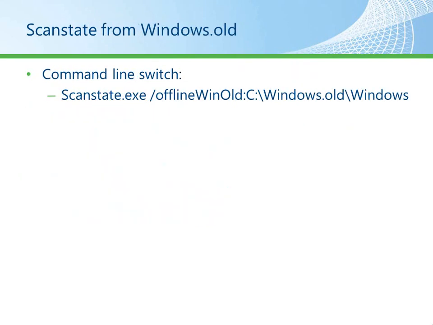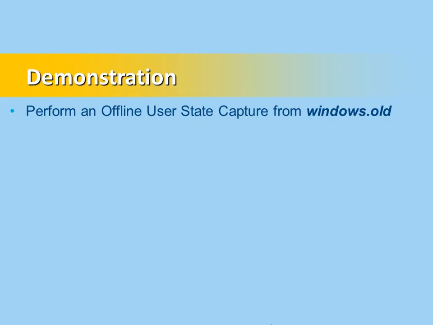And here's how we do a scan state from Windows old. So the command line switch obviously is scanstate.exe, and then space /offlinewinold is the switch, and then colon, and then after the colon we have to tell it where the Windows directory is that we're doing the scan from. So in this case, I'm doing it from the c:\windows.old\Windows directory. So let's go and do a demonstration now.